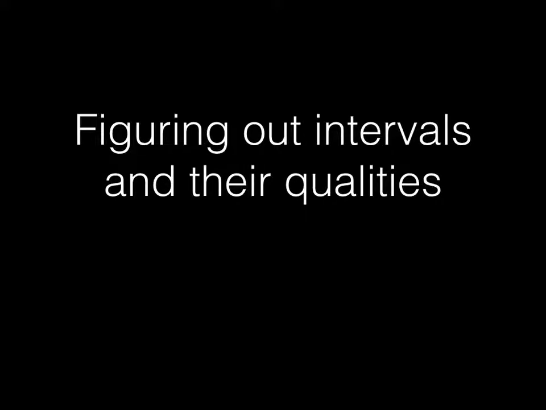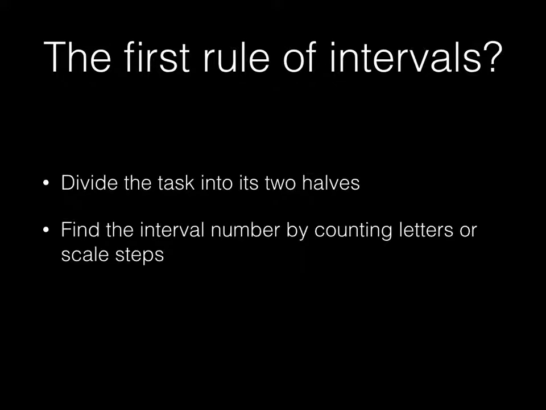Now let's do some examples of how to figure out intervals and their qualities. So what's the first rule of intervals? That's to divide the task into its two halves. Find the interval number by counting letters or scale steps, and then find the quality.